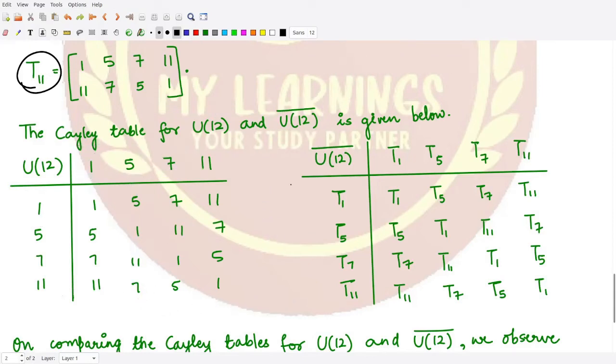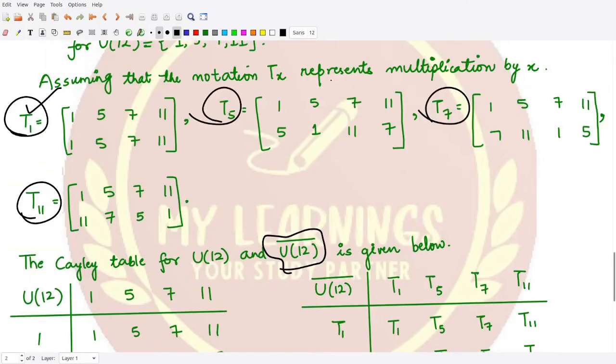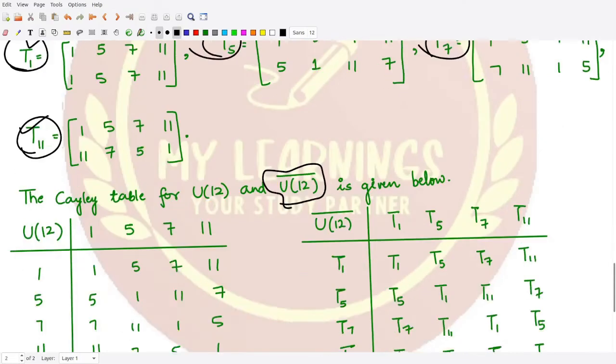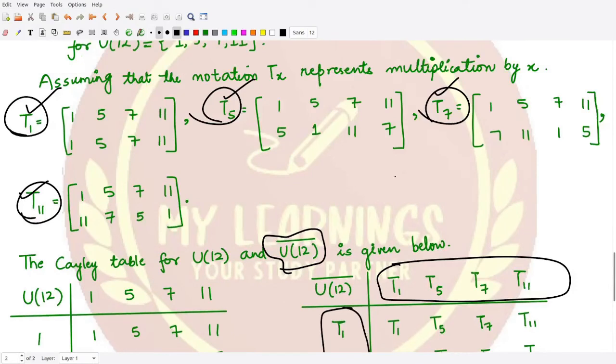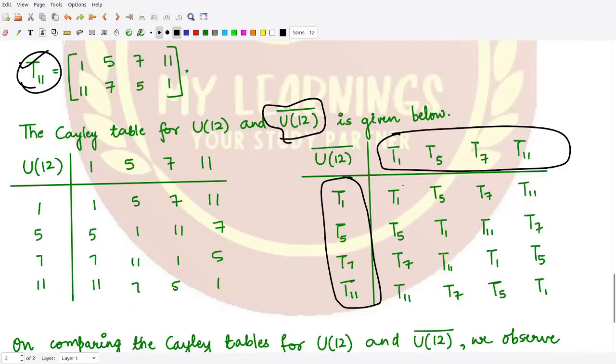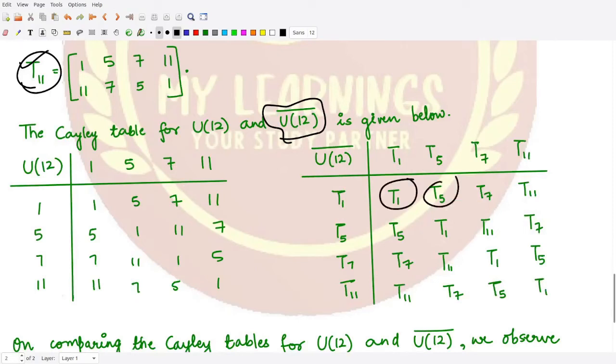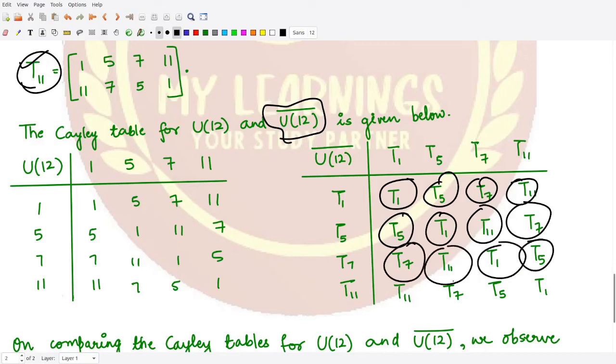Next we will complete the Cayley table of U12 bar. The elements here are permutations, which are T1, T5, T7, and T11. We have written down the elements here and here, and we are just multiplying these two permutations. Now you know how to multiply permutations. We have seen in the previous video that when we have two different permutations, we can multiply them easily in array form. So after multiplying each of these elements, you can perform these 16 calculations and write down the answers in place of the circles marked. So this forms your Cayley table.